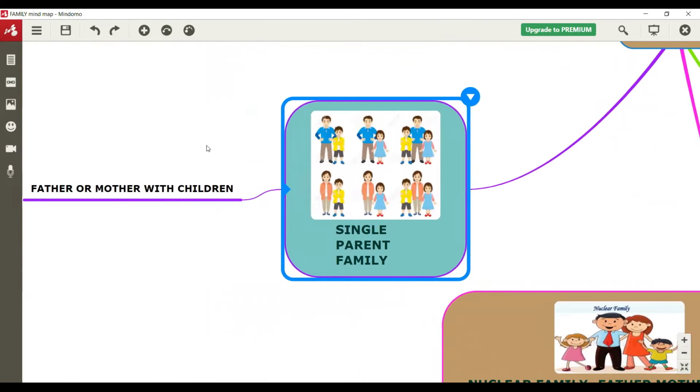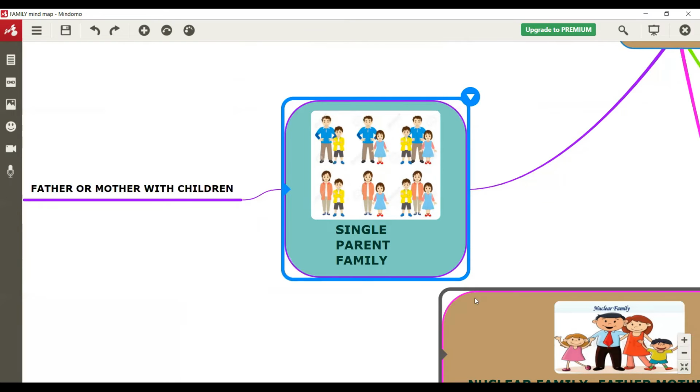So here, this type of family is called a single parent family. Either father or mother will be there with the children. Why does this happen? Because either they could have got divorced or the father or mother would be dead. So this is the reason for a single parent family.